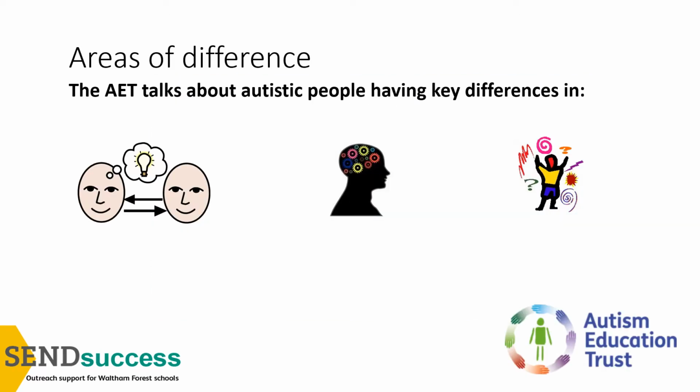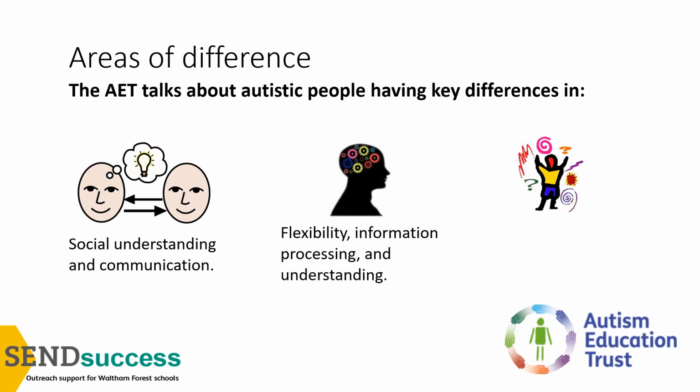So what are these differences? The Autism Education Trust talks about 3 areas of difference, 3 key areas of difference. So autistic people may have some differences in social understanding and communication. They may have differences in flexibility, information processing and understanding, and in their sensory processing and integration. What we'll do now is spend a few minutes just having a quick look at each of these areas in turn, before moving on to looking at some reasons and examples of using visual support to support autistic children and young people.